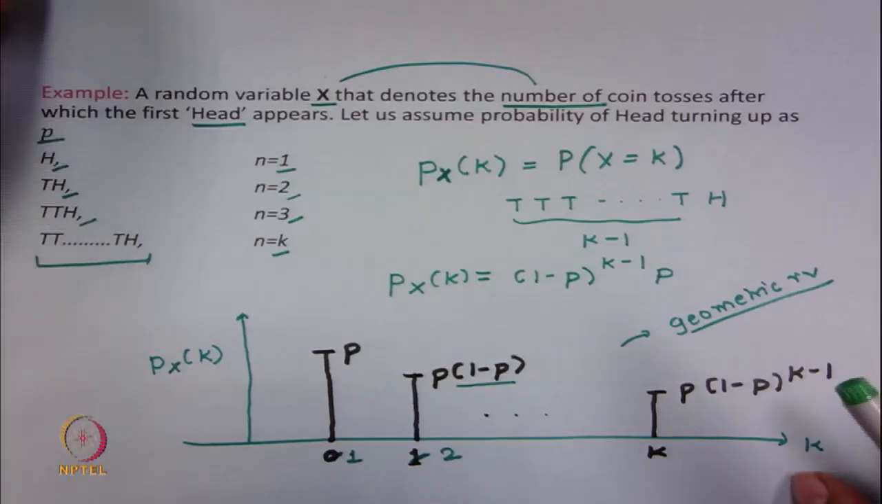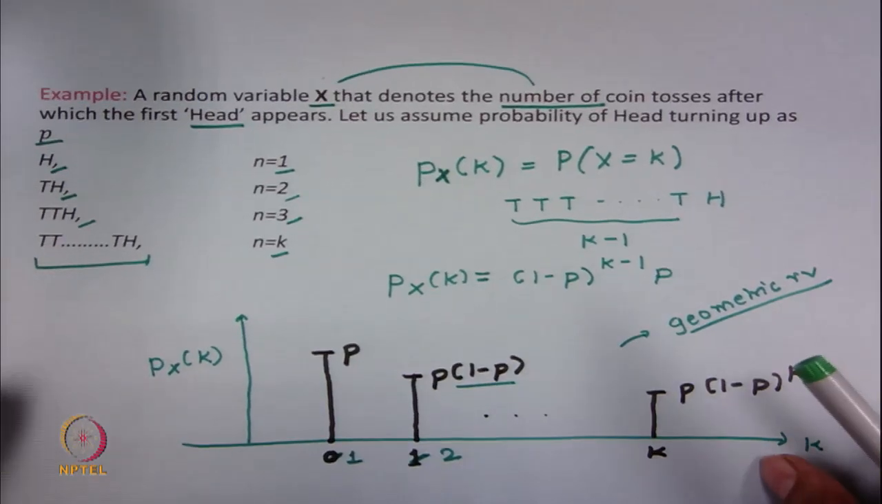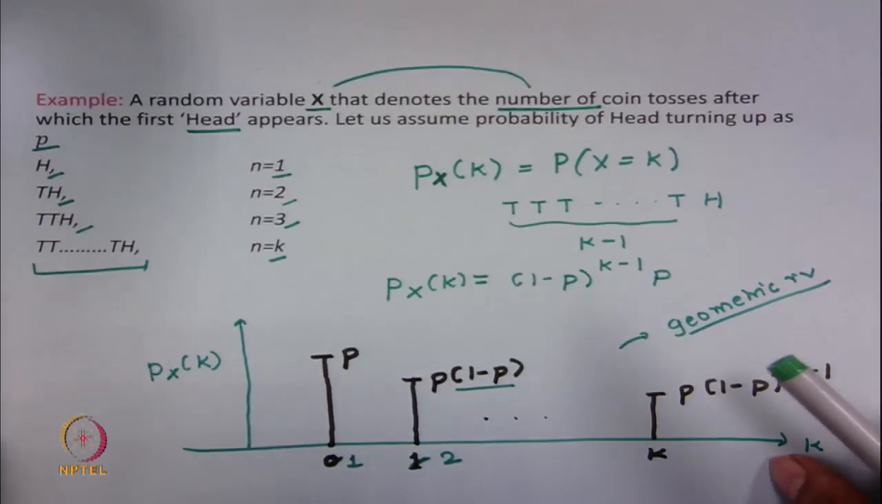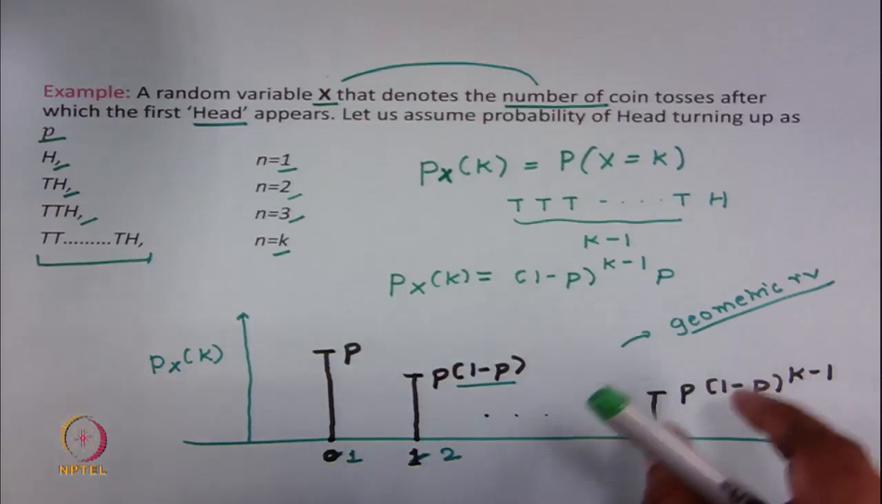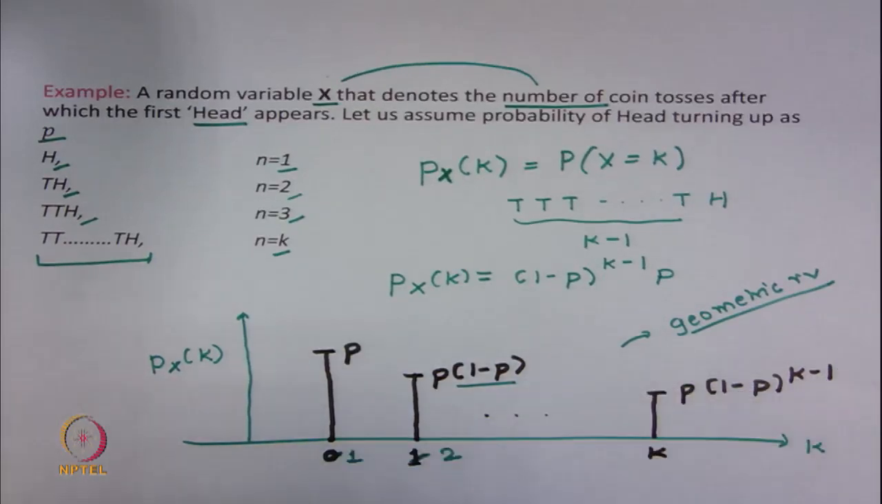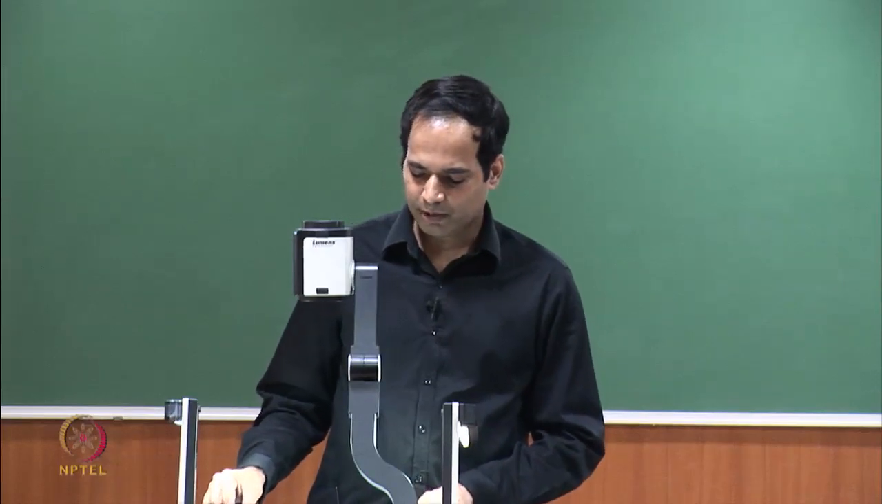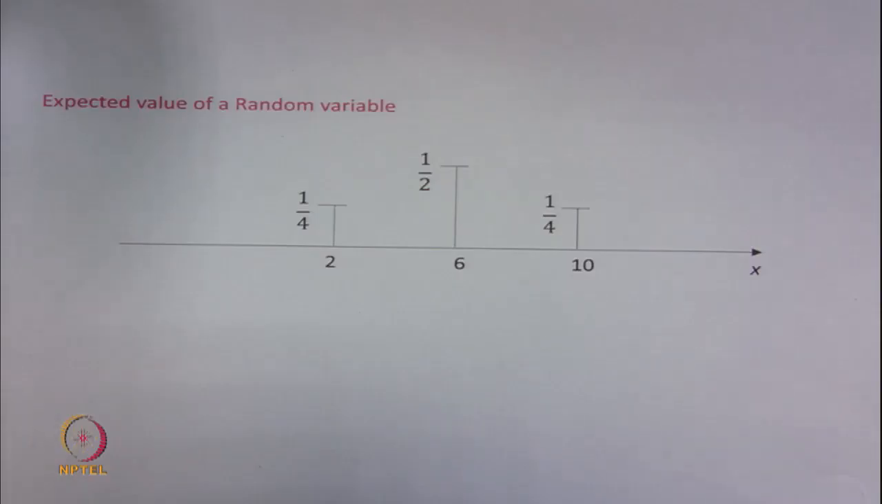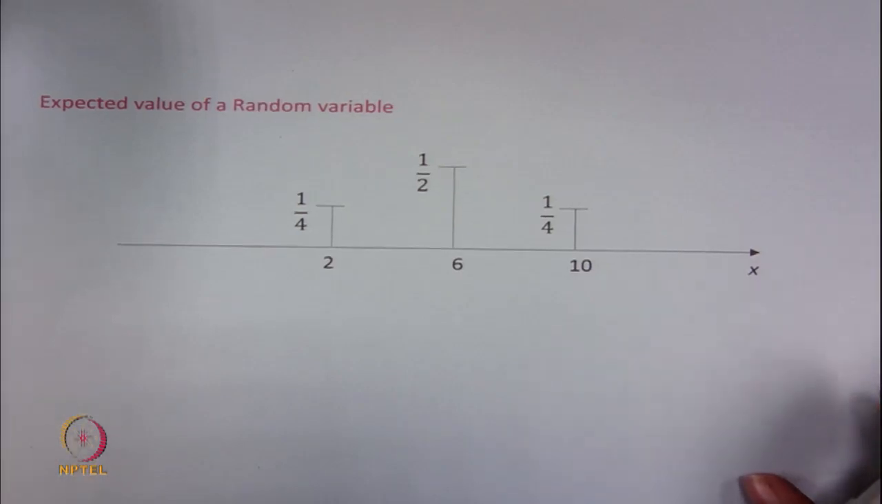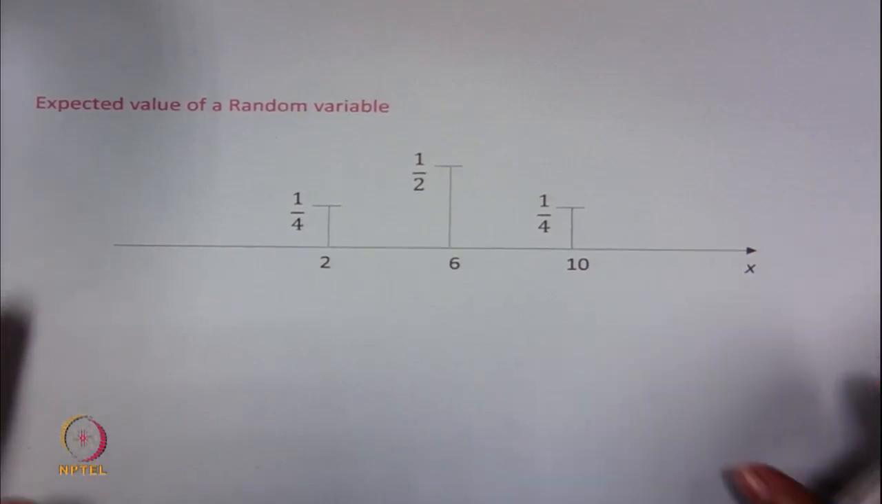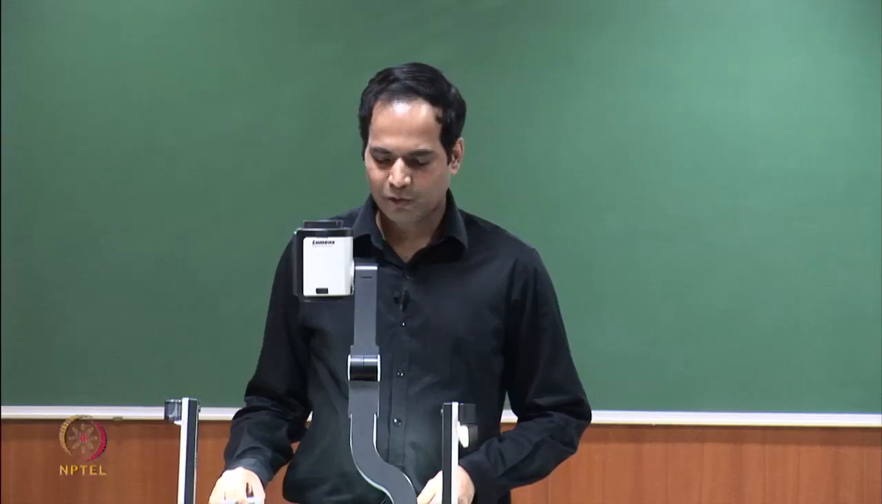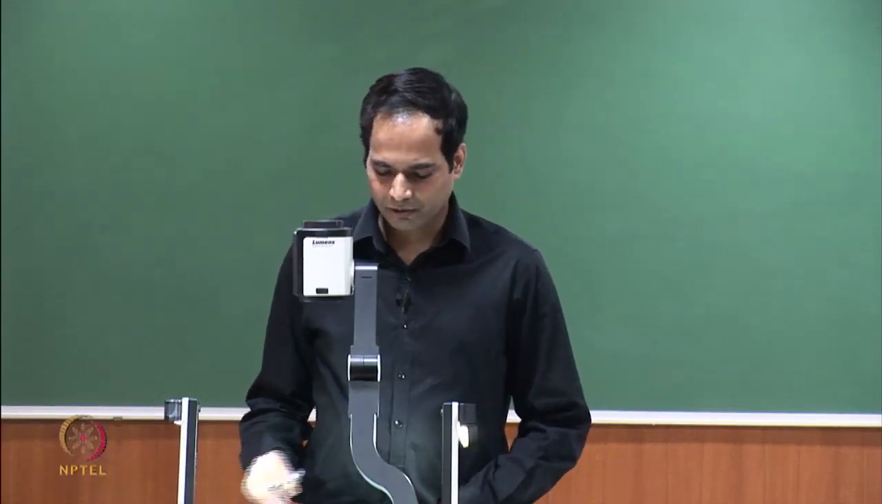If the height of the bars, the height of the probabilities, decreases geometrically, you get a geometric random variable. This example is just to tell you how to calculate the probability mass function, and then we introduce the important concept of expected value of a random variable. Okay. So, let us look at this concept of expected value of a random variable, and this is also really central if you want to understand random variables or random processes.